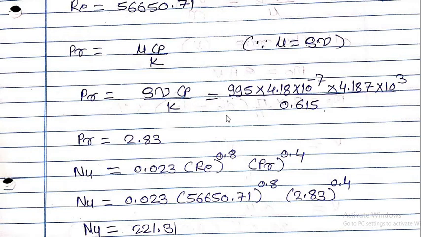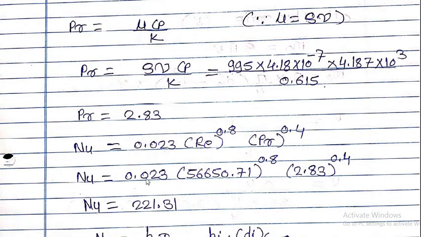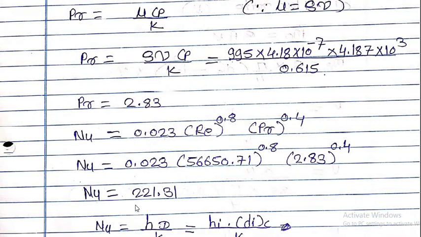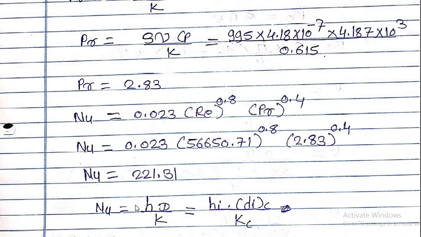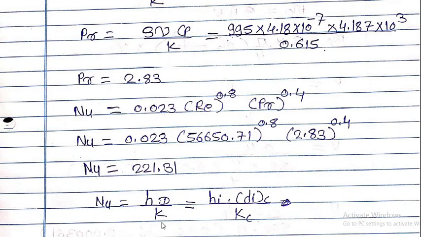So the Prandtl number and Reynolds number values we have calculated already. Just put in these values at their respective positions and calculate the Nusselt number. The Nusselt number we will get is 221.31. Now on the basis of the Nusselt number we can calculate the heat transfer coefficient on an inner surface, or for an inner fluid. So Nusselt number is equal to hD divided by k.